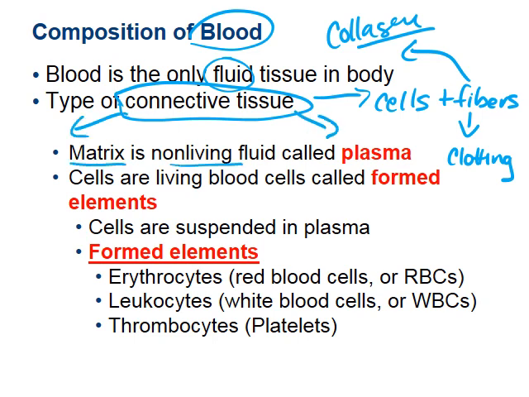Matrix is the non-living fluid called the plasma. This is where you're going to find most of your water. We'll talk more about this in a little bit. So plasma and then formed elements. When they say formed elements, they're really talking about cells. They call them blood cells.